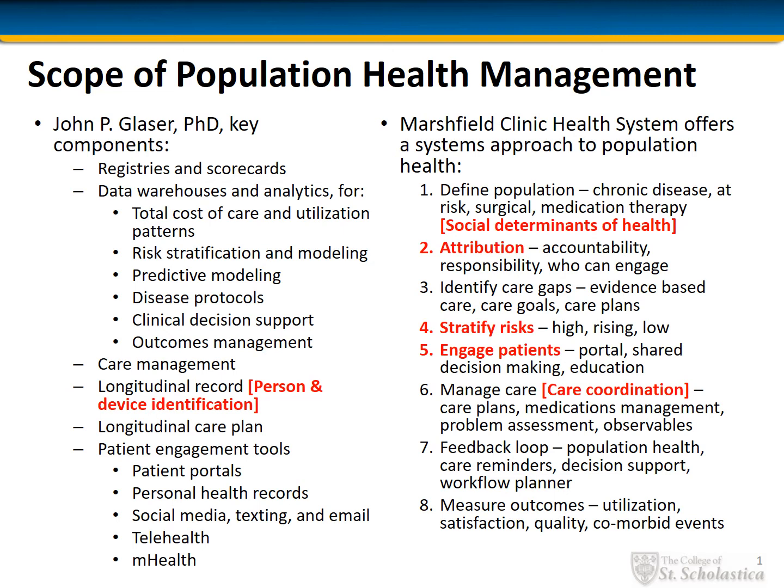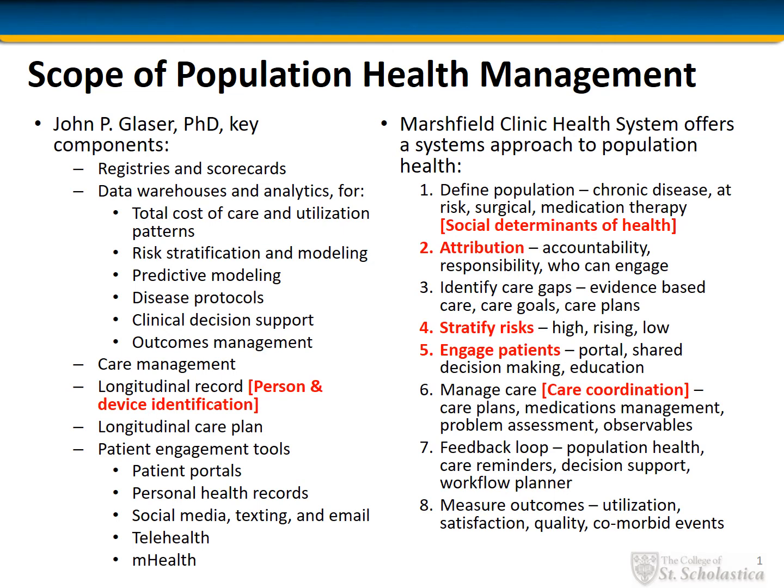Between these 2 thought leader lists, I've identified the topics highlighted in red that we're going to cover in the remaining part of this lecture and the second lecture in Unit 8. I believe we have addressed the other topics in previous units. I note that Dr. Glasser did not identify person and device identification explicitly in discussing the longitudinal record, but person identification is an important factor in achieving a longitudinal record, at least in a virtual manner. Both person identification and device identification have had recent breakthroughs that we should cover here.